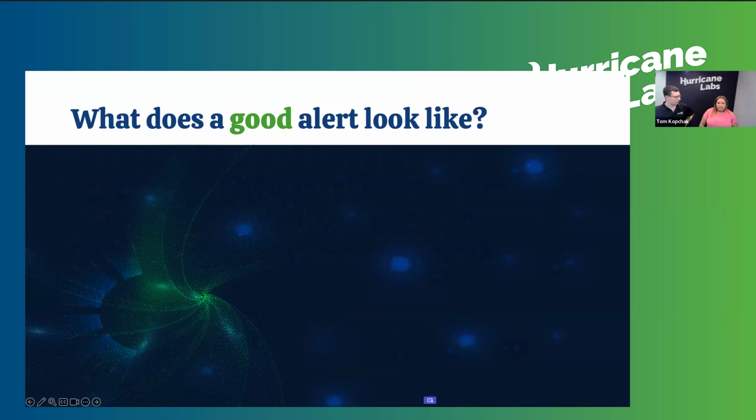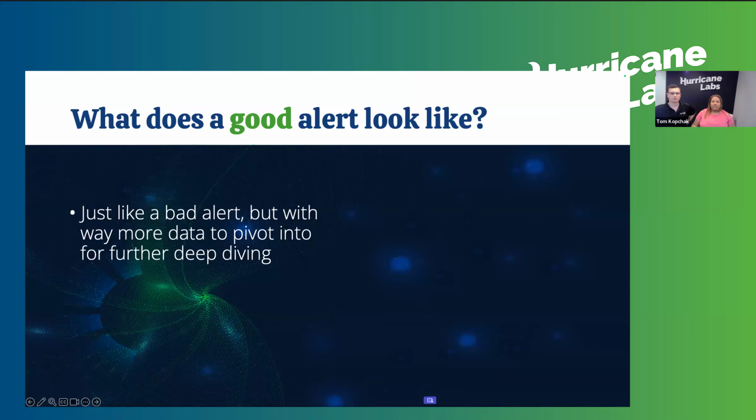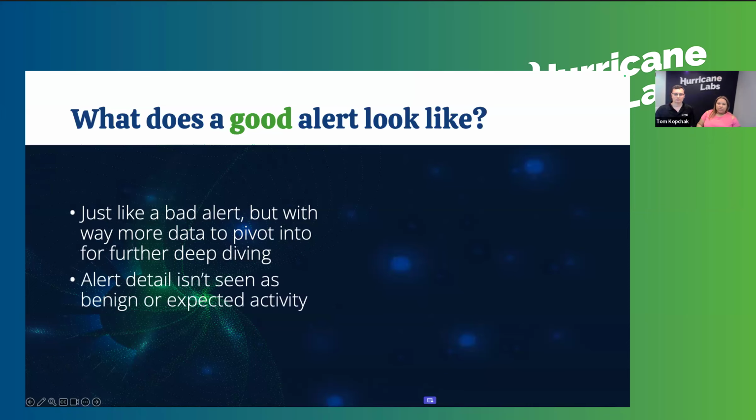So what does a good alert look like, Meredith? So it looks just like a bad alert, annoyingly enough, but with way more data to pivot into so that you can deep dive further and get more information from within your Splunk environment to provide some good context and figure out exactly what's going on. And also, that alert detail that you're getting isn't automatically seen as benign or expected activity. So it's not a false positive from the get-go, and you either need to do some searching to figure out it's a false positive, or enough searching to provide enough context to escalate something over and figure out exactly what's going on and work with your client.